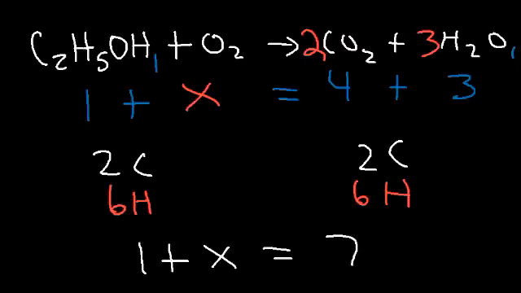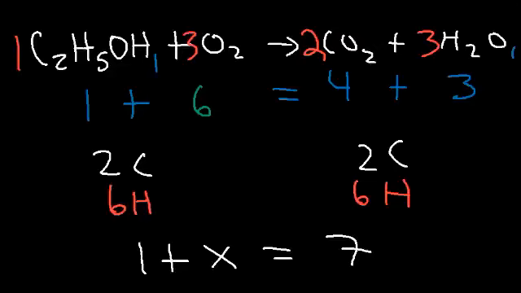4 plus 3 is 7. 1 plus what number is 7? That missing number is 6. 7 minus 1 is 6. So we need 6 oxygen atoms from O2. 6 divided by 2 is 3. So we got to put a 3 in front of O2. So now everything is balanced.